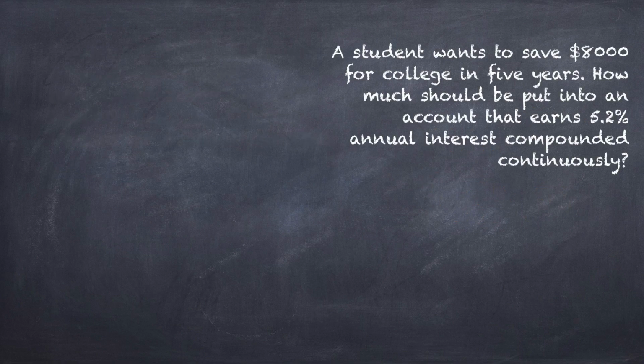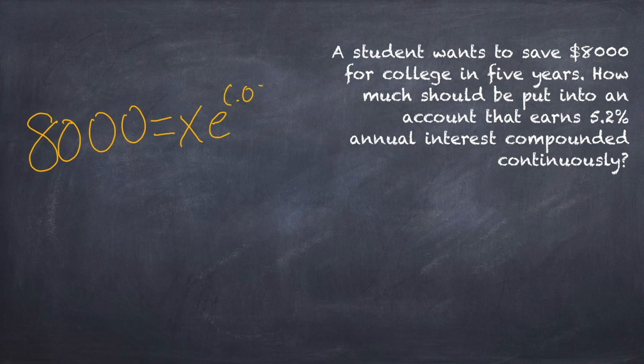All right, let's try this last one. A student wants to save $8,000 for college. Now, notice $8,000 is not how much we put in the bank. We're going to find that out. How much should be put into the bank if the account earns 5.2% annual interest compounded continuously? So that means $8,000 is going to equal whatever we're looking for times e to the 0.052 times, in this case, 5. So I do not know what e to the 0.052 times 5 is, but I do know that whatever it is, it's being multiplied by x to get 8,000.